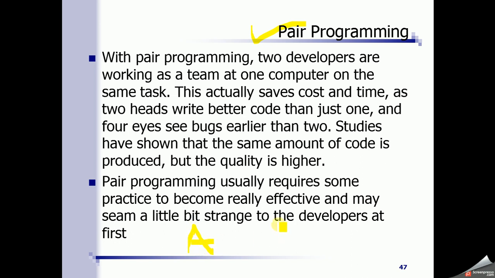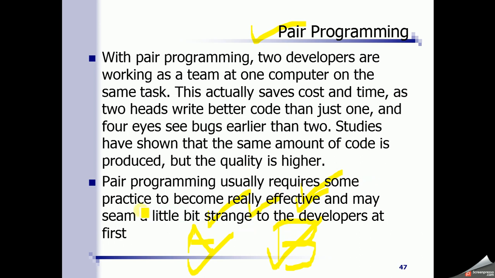We have two programmers, A and B. First, A is writing the code and B is just observing him or her. After some time, let's say 1 or 2 hours, now B starts writing the code and A is observing his code, right? So this is called pair programming. One writes the code and the other observes the code, okay?